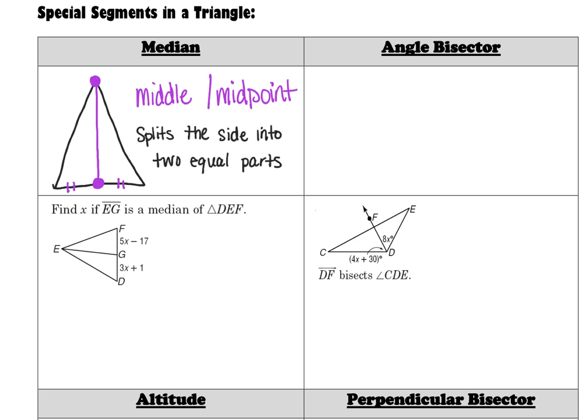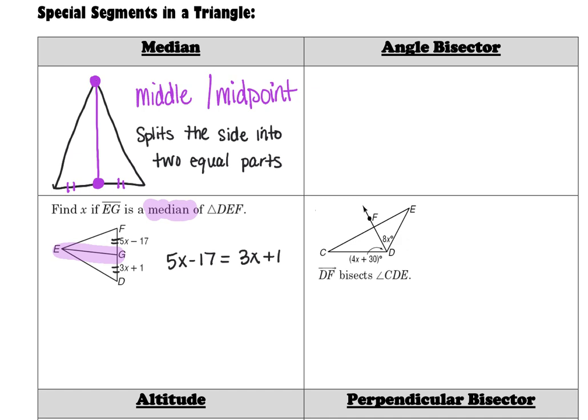This fact becomes helpful if we look at the example right below where they're asking us to find x if EG, so I'm going to highlight that segment EG, is a median in triangle DEF. So right away we know the median is going to split that side into two equal parts. I can go ahead and mark that diagram with some congruent tick marks. More importantly, I'm going to set up an equation here. I'm going to use 5x minus 17 equal 3x plus 1.